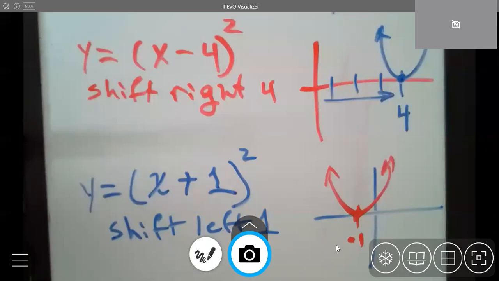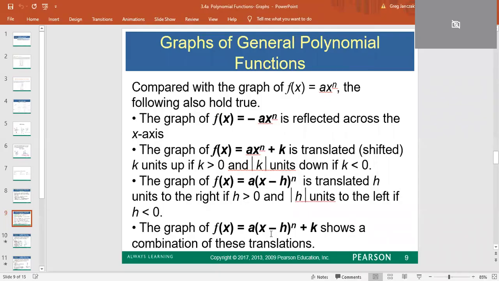All right. And then the last one is a combination. It's going to shift it right or left when you've got a (x minus h) to the n plus k. Now it's going to shift right or left, and up or down. So it's a combination. So you can have more than one transformation in a graph. Okay? Questions there? Okay. So let's look at some problems.